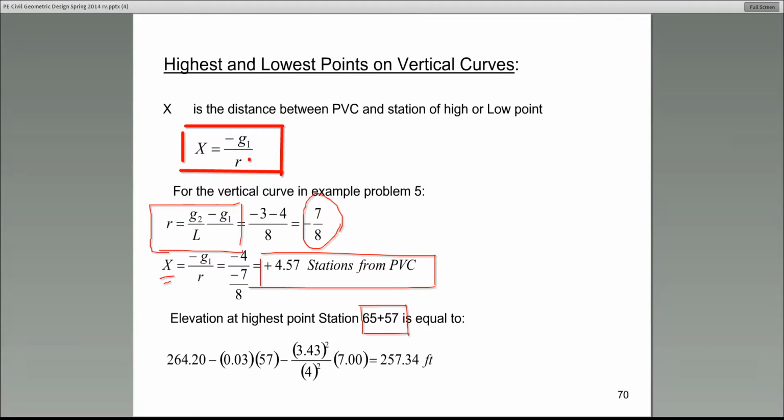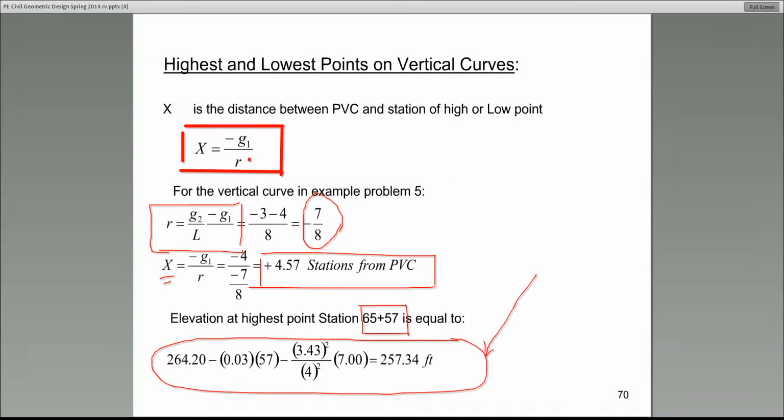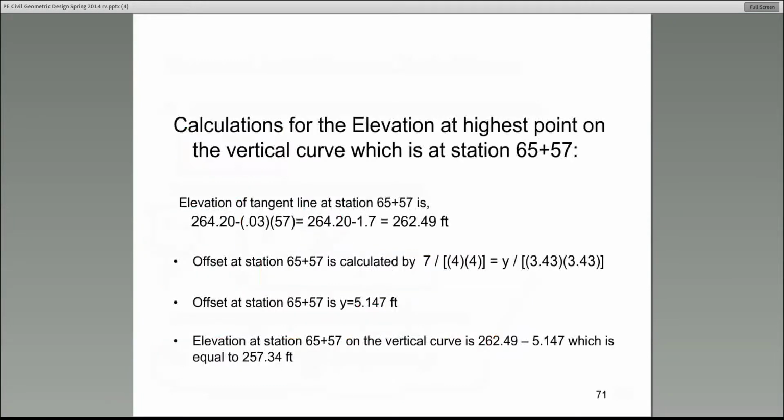Now, this equation down here, this is like Prego sauce. It's all in there. What I've done here, I have combined 3 different steps into one equation. If you don't follow exactly how that equation was calculated, please allow me to show you page 71. This is what I have broken it down into step by step. Once you know exactly where the station of the high point is, this is what you need to do in order to find the elevation at that point.